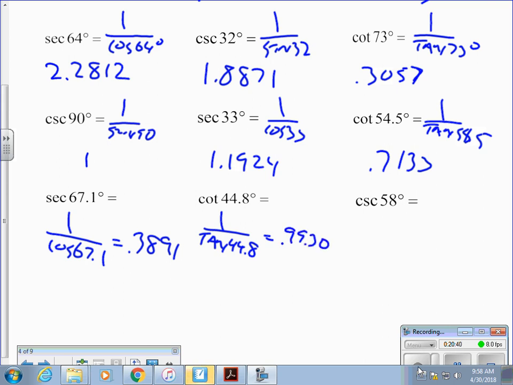And the cosecant is 1 over the sine of 58 degrees, which is 1.1792. This exercise is mostly to make sure you know how to use the calculator correctly. That's really what this exercise is about more than anything else. Questions so far?